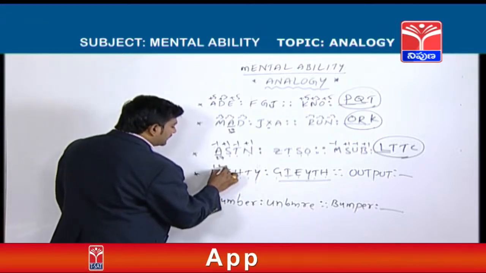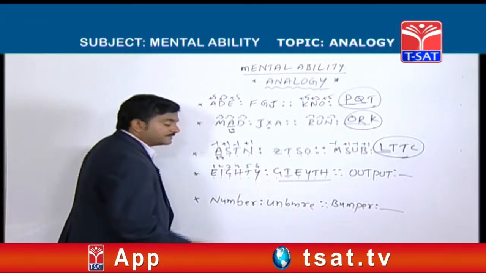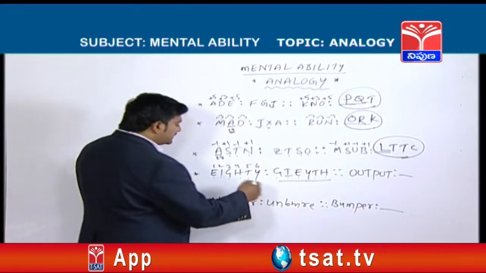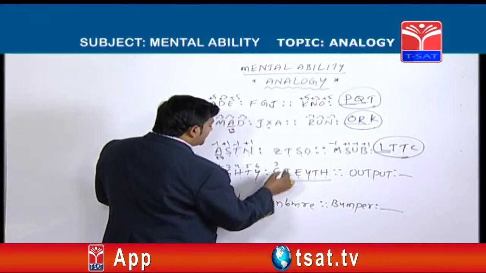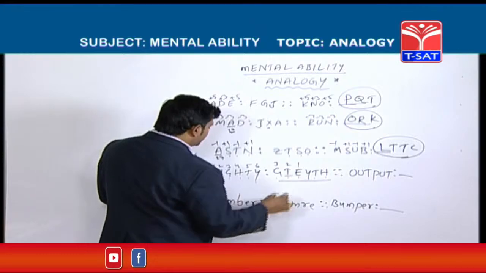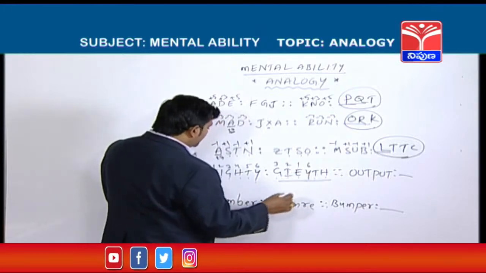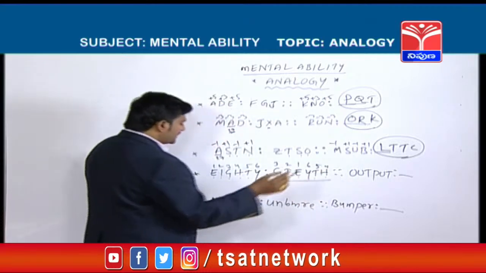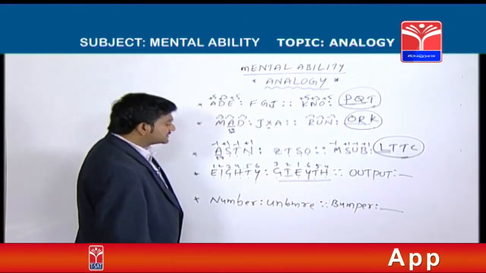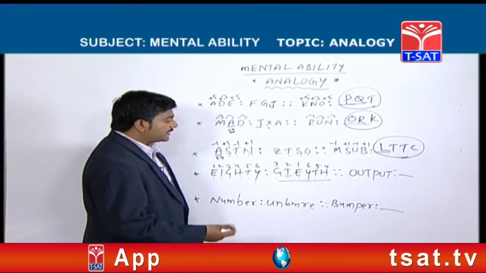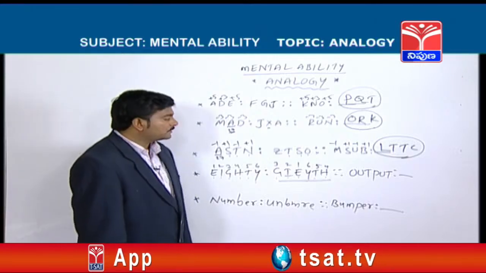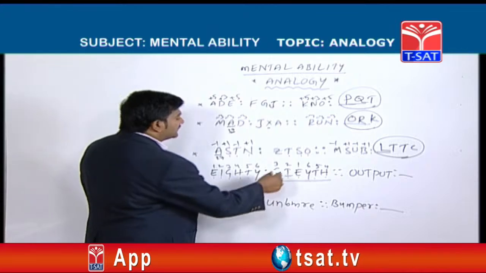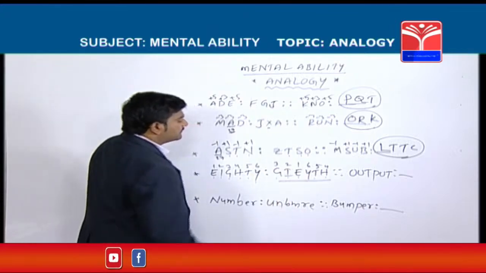Simply give the number 1, 2, 3, 4, 5, 6. If I give 1, 2, 3, 4, 5, 6, G means how much? 3. I means 2. E means 1. Y means 6. T means 5. H means how much? 4. Simply 1, 2, 3, 4, 5, 6 is written as 3, 2, 1, 6, 5, 4. So like the first half part in reverse order, second half part in reverse order.